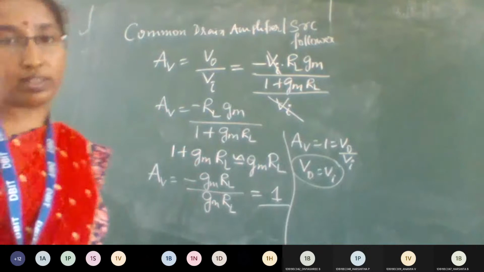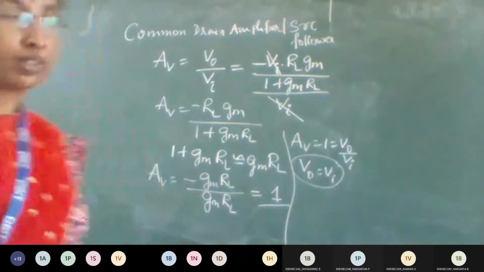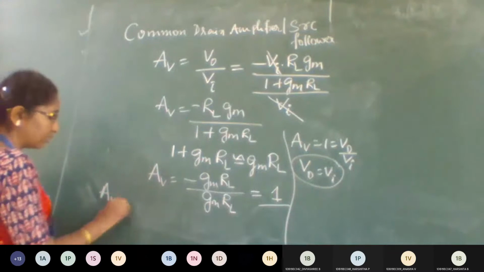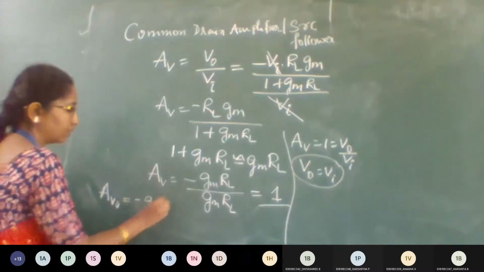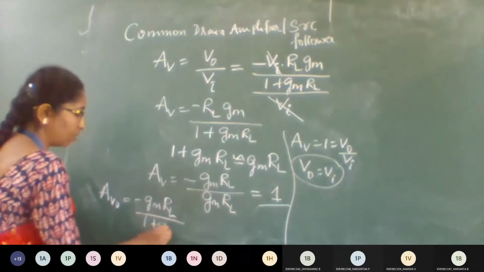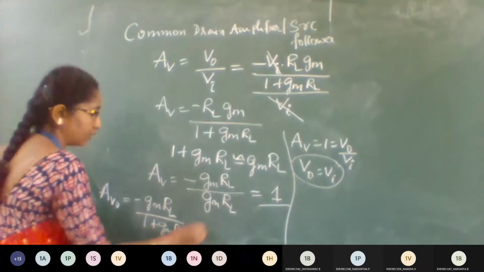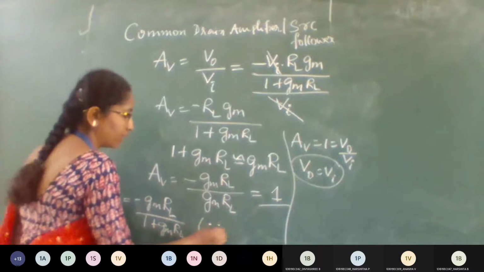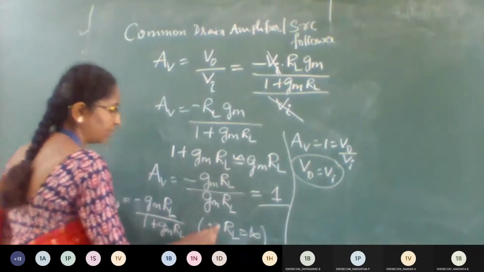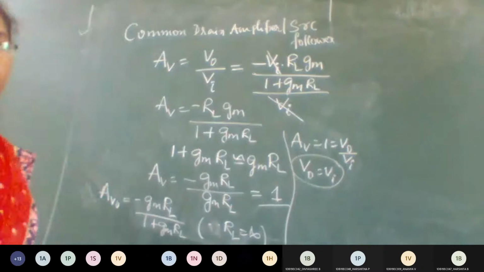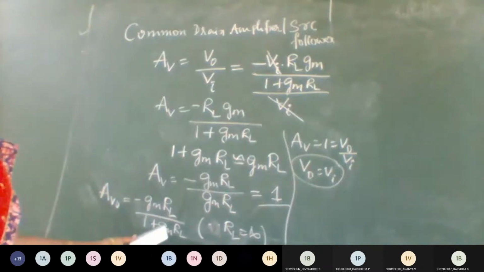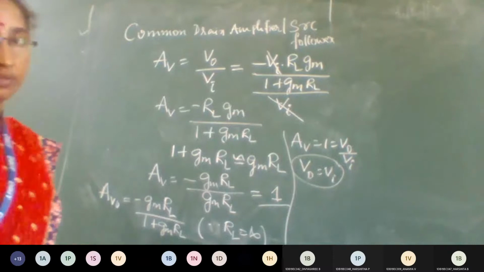Any doubt in the expression? Obviously Av naught is the same, Gm RL by (1 plus Gm RL). Here it is the open circuit voltage gain, when you consider RL equal to infinity. Open circuit, so this is the amplifier gain.